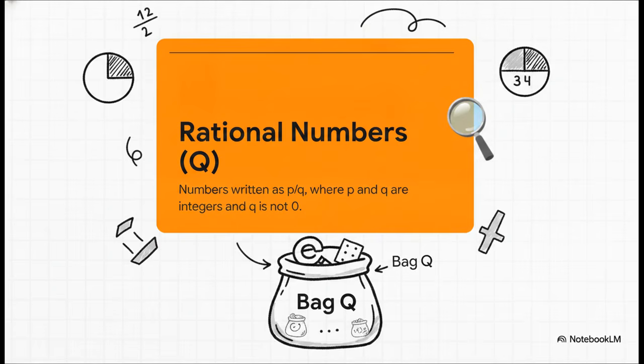And finally, we arrive at bag Q, rational numbers. This bag is a big one. It holds everything from the previous bags, plus absolutely anything that can be written as a fraction. Specifically, any number you can write as P over Q, where P and Q are both integers, and that bottom number, the denominator, Q, is not 0. This is exactly where pieces of a whole, like a half or 3/4, finally find their home.